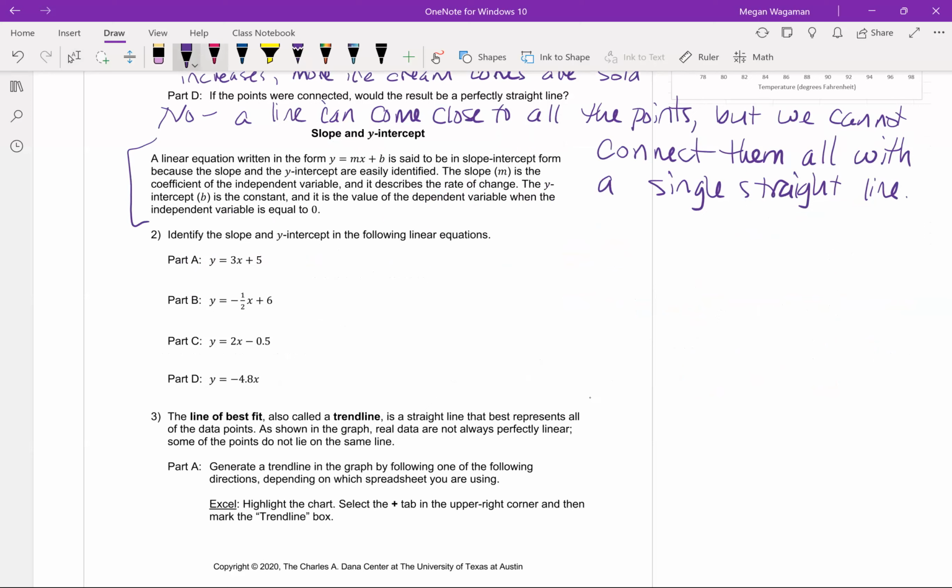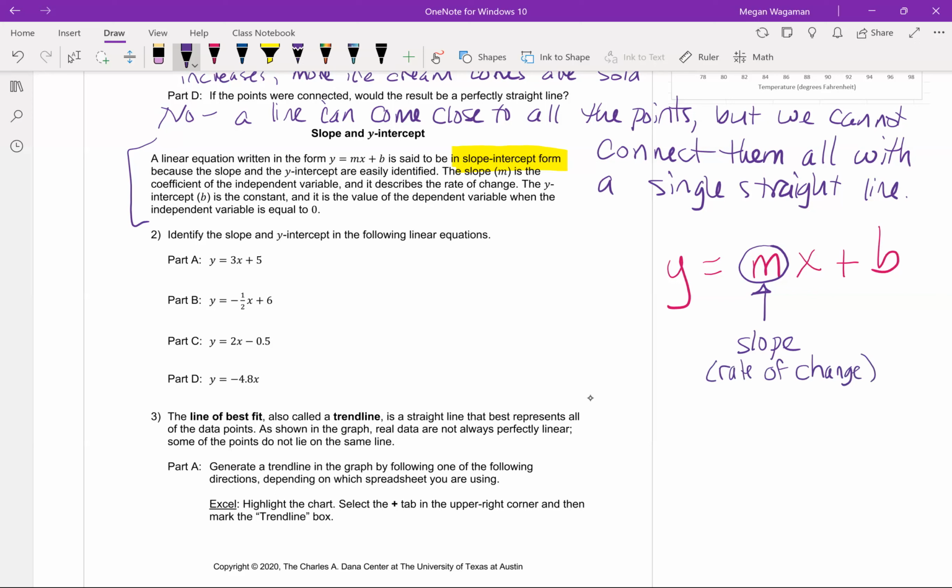So it says that if we have a line in the form y equals mx plus b, this is considered to be slope-intercept form, because the slope and the y-intercept are easily identified. The slope is right here. It's this number that comes in front of the x. It doesn't have to be an x, but it's an x. So it's the coefficient of the independent variable. And the slope describes the rate of change.